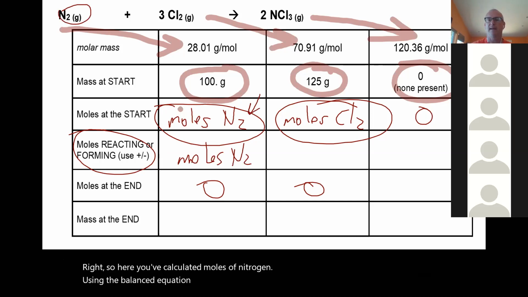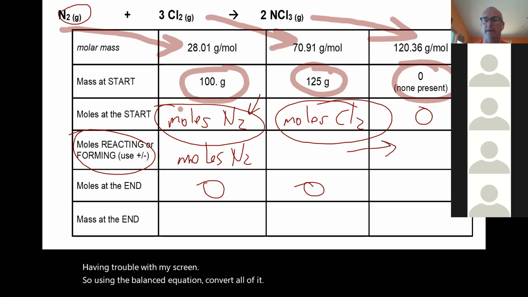man, I'm having trouble with my screen. So using the balanced equation, convert all of it to product.